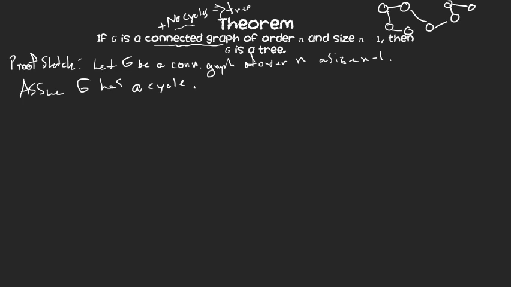Or really until I arrive at a graph with no cycles. And since I know that it's connected, I know that resulting graph will be a tree. But then we'll see something goes awry, right? We're looking for a contradiction here. So assume G has a cycle.